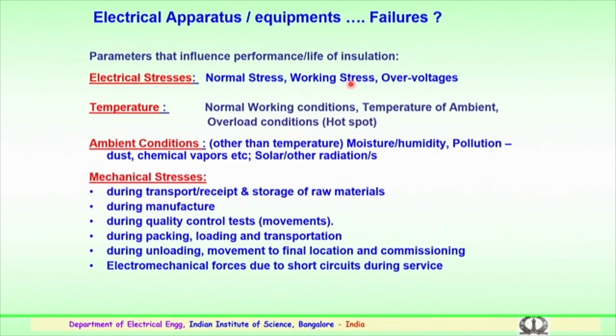Ambient conditions: depending upon the insulation, where it could be an outdoor insulation, the ambient conditions play a vital role. Apart from the temperature, there is moisture, humidity, contamination or pollution, dust, industrial pollutants, chemical vapors, solar radiation and other things. These ambient conditions also hamper the performance of the insulation along with the electrical and the temperature stress to which it is being subjected. The final one is the mechanical stresses.